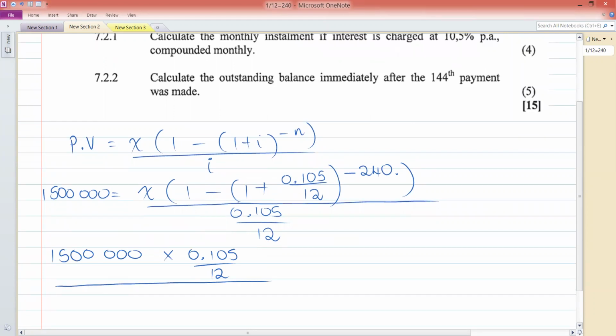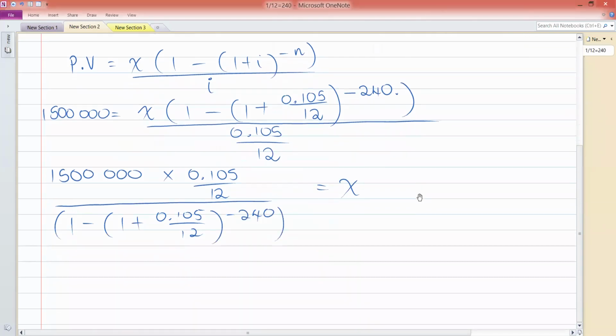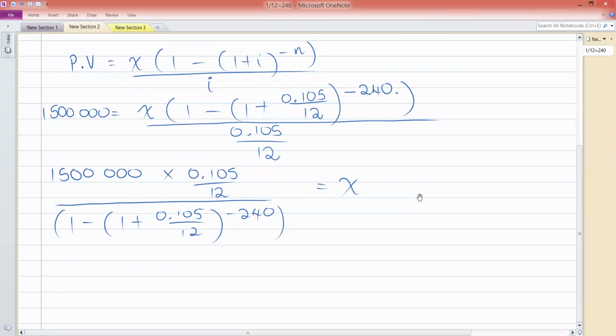Then we're going to do the inverse of the other one. This was a numerator. It's now going to become a denominator. 1 minus 0.5 divided by 12 raised to the power of negative 240. Okay. Right, plug it into your calculators. What do you guys get?